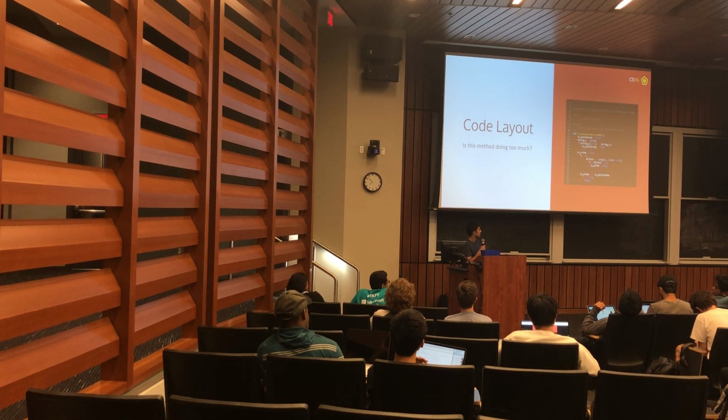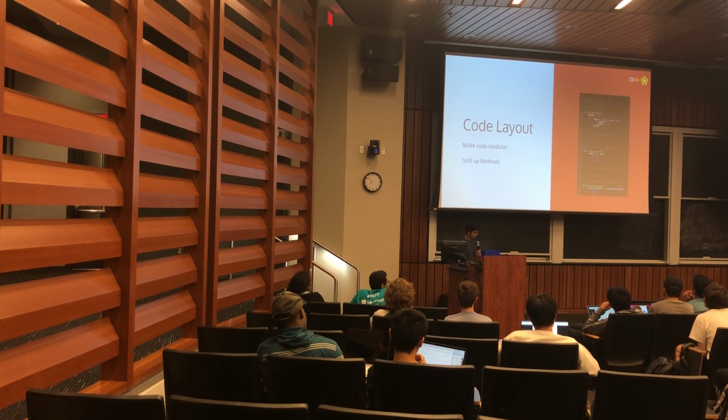For those of you that take 126, you would have learned to make your code modular. So that's splitting up into methods. This here is doing 3 different things at once. First it's seeing if it's prime, then it's seeing if it's palindrome, then it's checking if it's both. So that method is really doing a lot at that point. So you probably want to split this up into several methods.